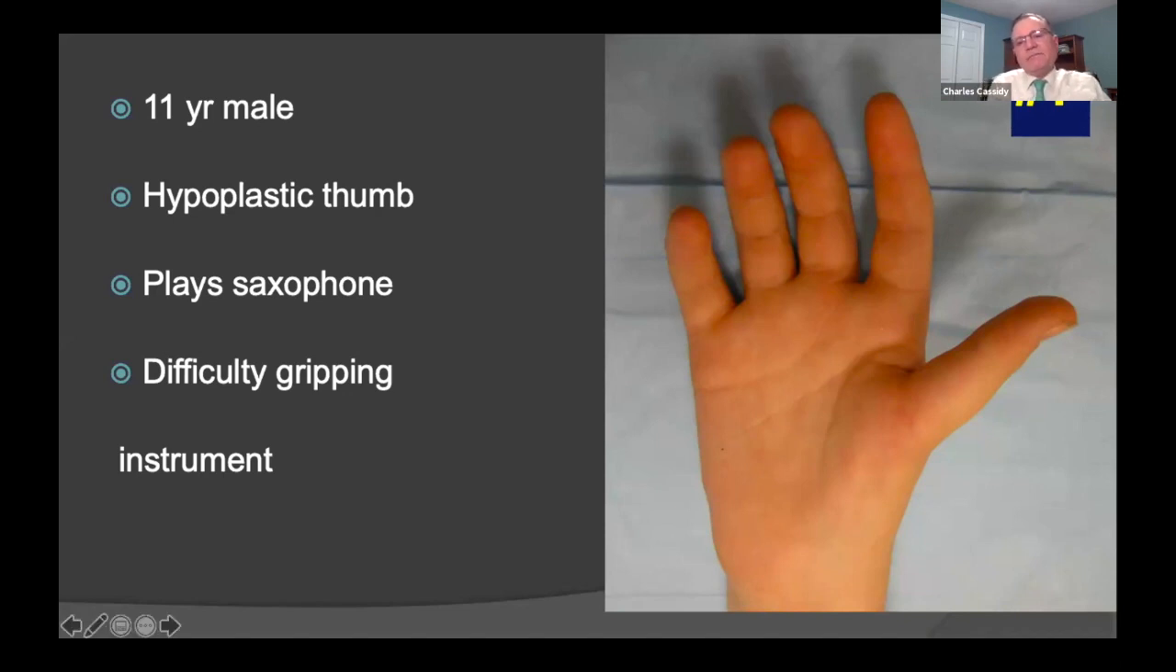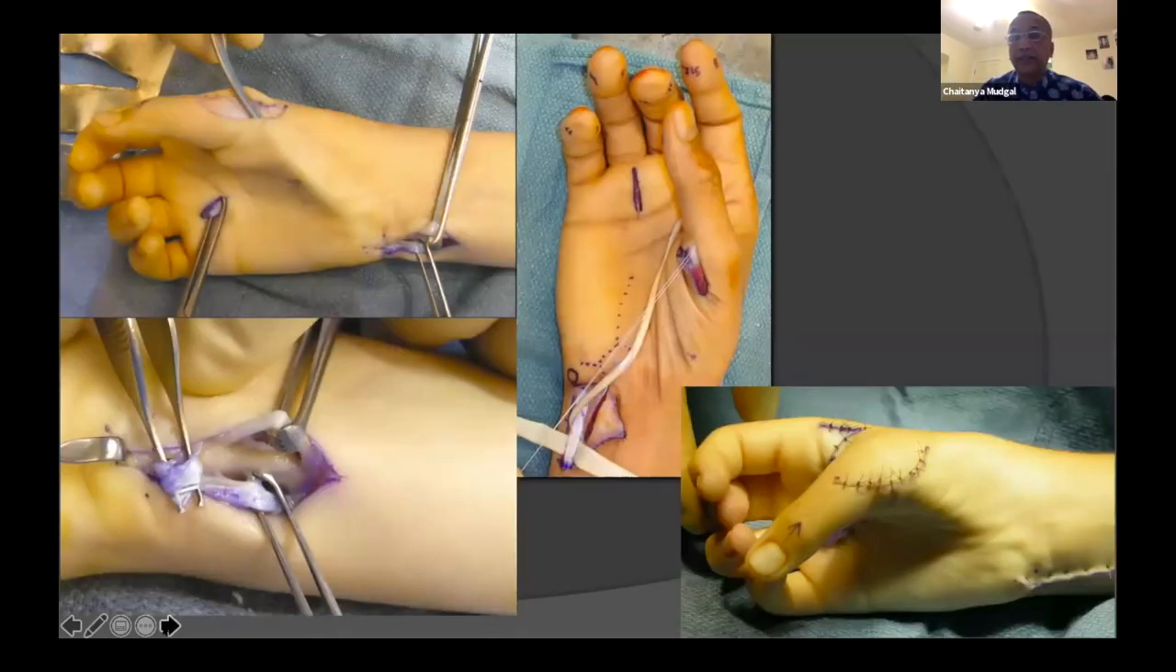And then, Marco showed some great photos of Huber. Huber has the advantage of providing some bulk to the thenar area, so that may be an option as well. Right, so I toyed with that idea and wondered whether I would get enough power from a Huber for him to be able to use the saxophone. It's a good question. I agree. So I chose to go with the FDS.